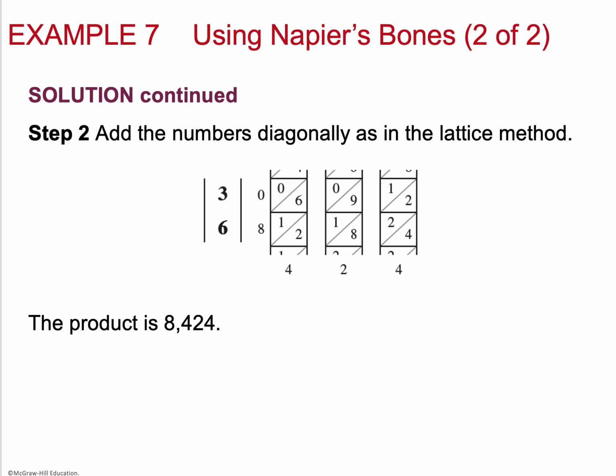So I have 0 and 0, which is 0. The other number is 8. Then I have 4, 2, and 4. So my product is 8,424. And so those are all additional multiplication strategies that build additional skills in your students.